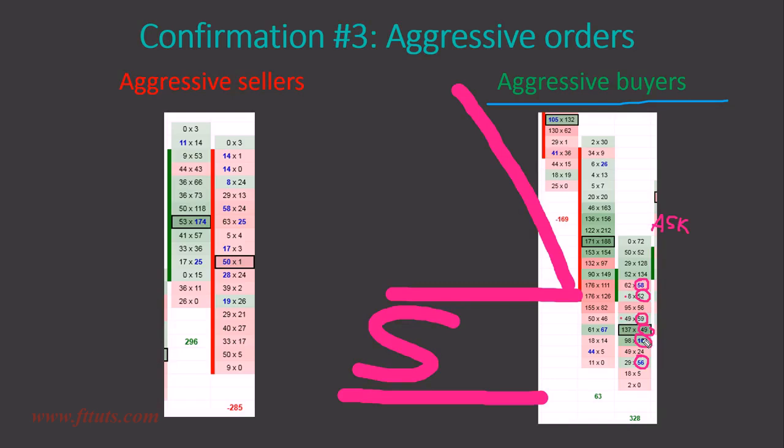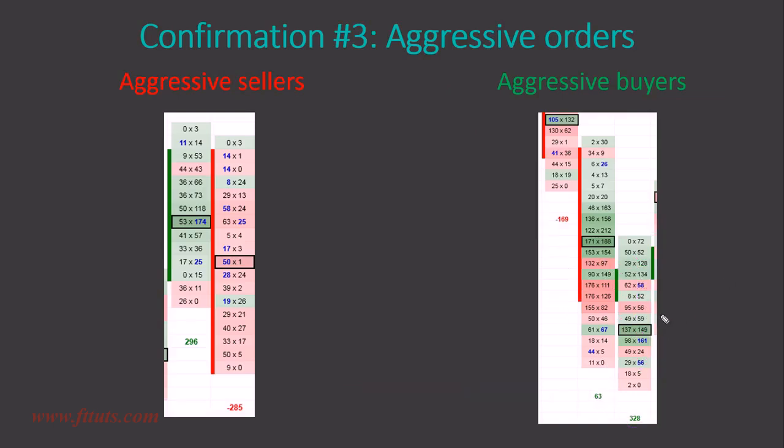59 is bigger than 49. So you can clearly see that in this footprint buyers are stronger than sellers. Also delta tells you that. Delta in this footprint is 328 and in this footprint only 63. Alright, so from that you can predict that the price will turn and go upwards, because aggressive buyers started to jump in the market.